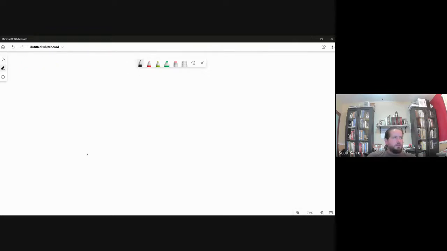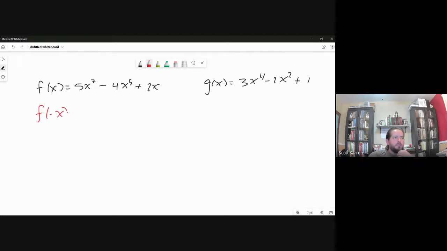Let's look at f of x equals 5x to the 7th minus 4x to the 5th plus 2x. And then let's look at, say, g of x, which is 3x to the 4th minus 2x squared plus 1. Right? So I want to test both of these. The test is simply what happens when I plug in negative x.